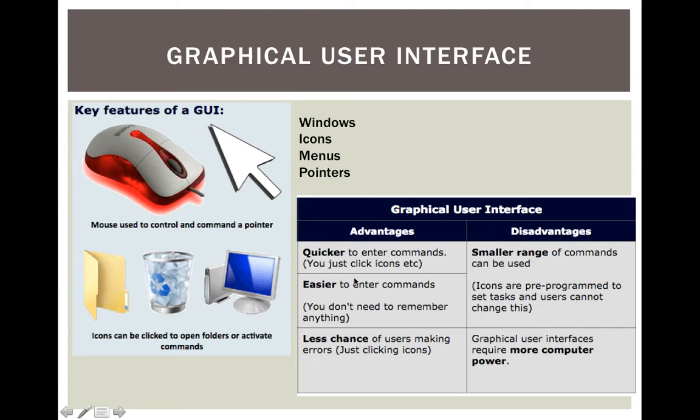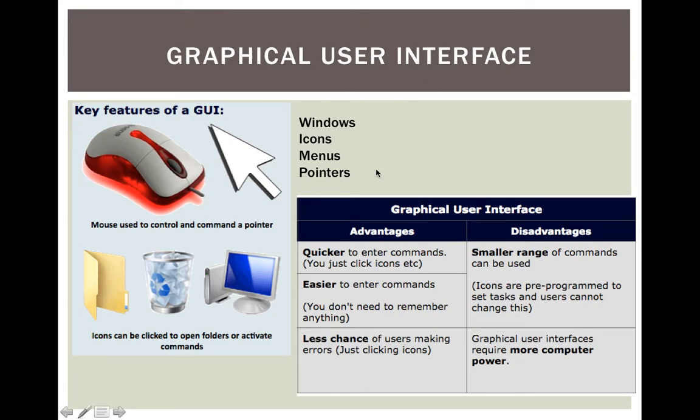It's quicker and easier to enter commands, and there's less chance of making an error. You're just clicking on the image that you want. But there's a smaller range of what you can do. For example, you might be trying to change the language of your keyboard, and you're sat looking at your home screen, and you can go into startup and things like that, but you're looking for where to do that because you can't automatically see the icon for language or region.